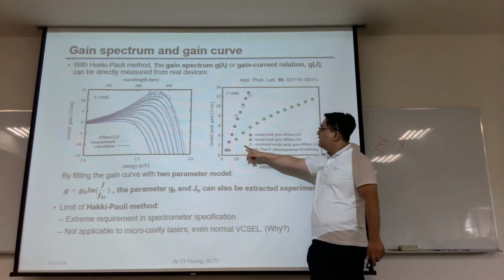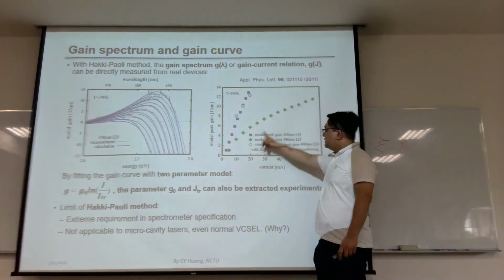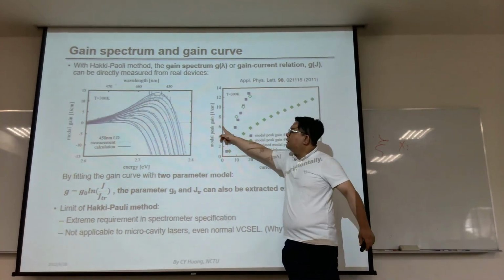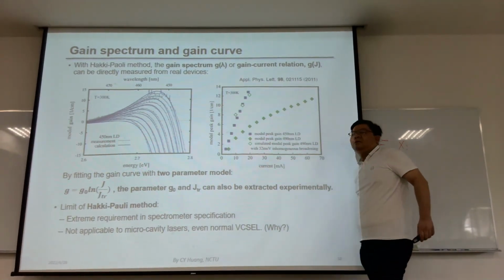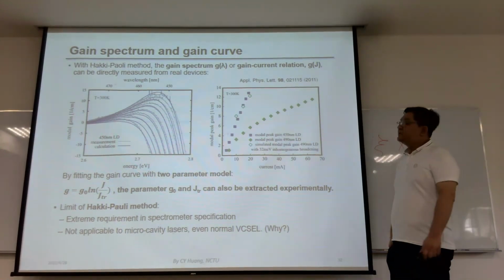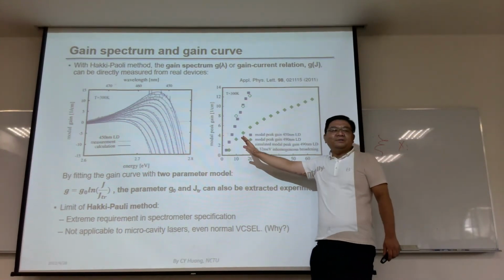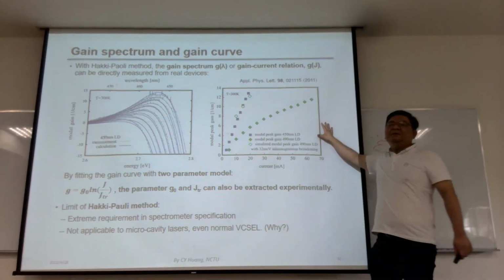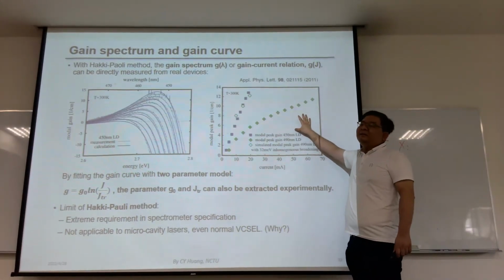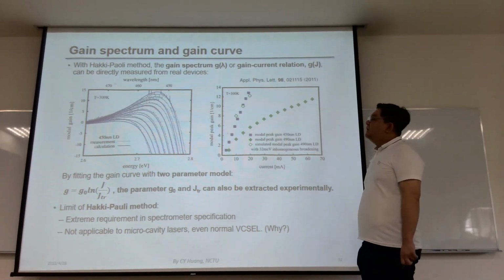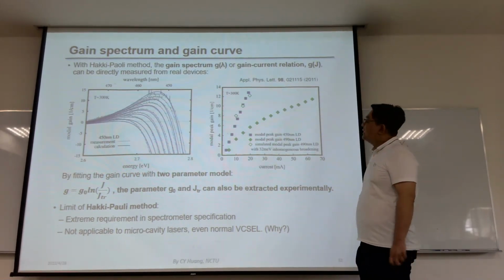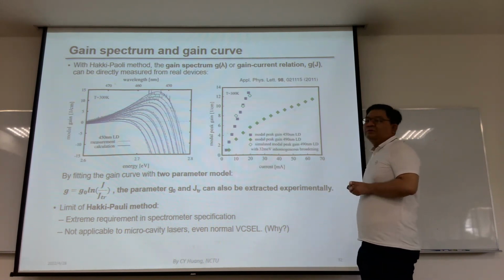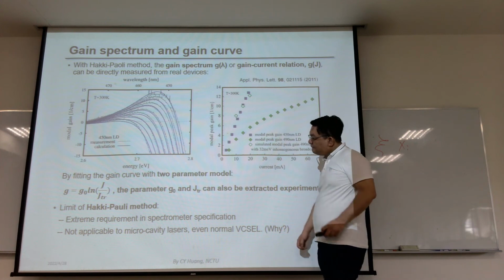Then you can get a curve like this. For example, under 20 milliamps, the modal gain is around 6 per centimeter. If you can also generate a figure like this, this will be another paper. But this also requires a lot of data interpretation and calculation. If you can do that, you can definitely publish your paper, but you also need to work hard.